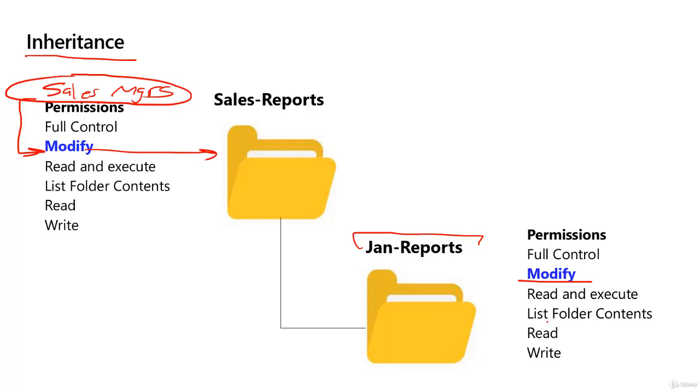So now I don't need to go to the January folder and ever directly assign permissions. I can simply assign permissions one time at the sales reports, and I just know it inherits through that entire structure. Now, inheritance is enabled by default, but it does take some planning. You have to accept that everything you put in the sales reports folder, every file, every subfolder, by default is going to inherit those permissions.